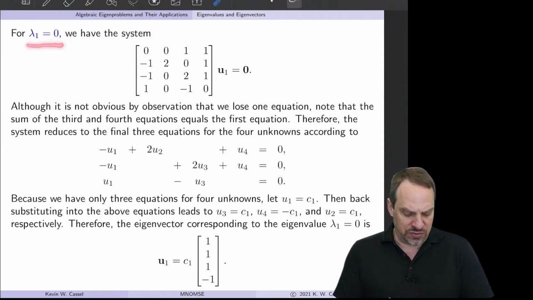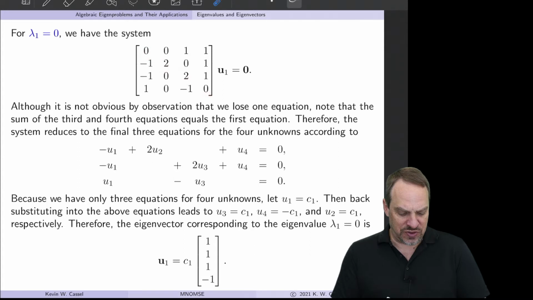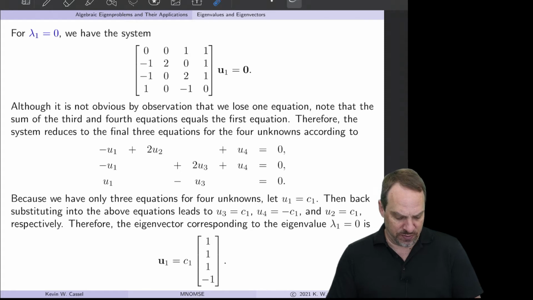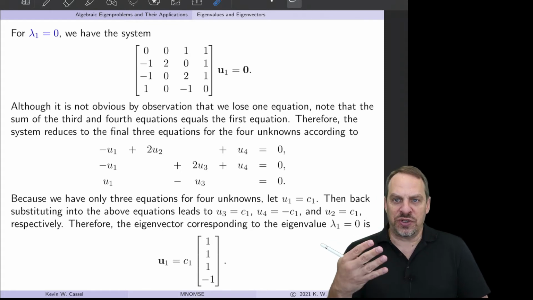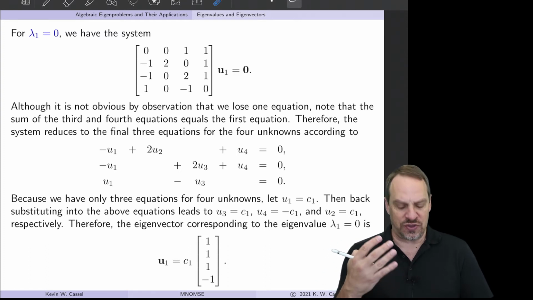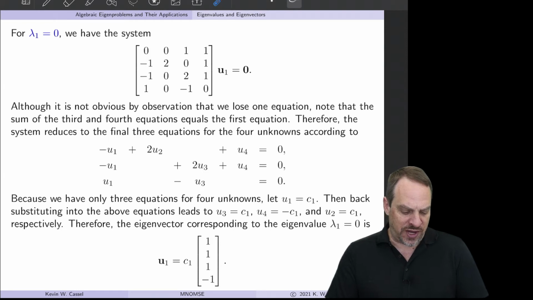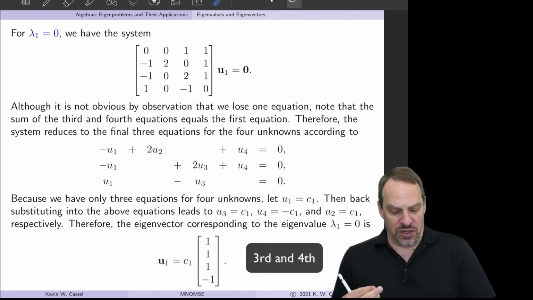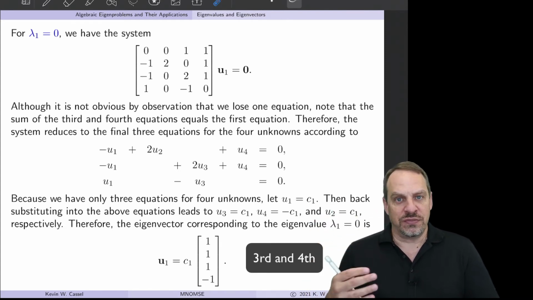For lambda being 0, subtract 0 off the main diagonal elements. You get our system of equations that we want to solve for the eigenvector u1. Now, again, we're always looking for equations that are in common or linear combinations of other equations. Here, it's not so obvious that any of these are the same. However, if you look closely, you'll notice that if you add the third equation and the fourth equation, you'll get the first equation. So the first equation is just a linear combination of the second and third, and therefore you lose an equation. If you don't see that, that's fine.